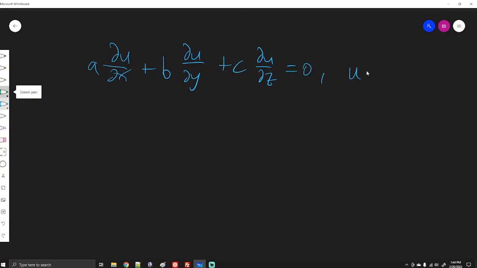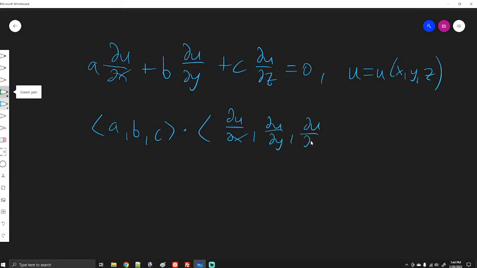So here u is a three-dimensional function of x, y, and z. So, as before, I write the left side as a dot product of two vectors, a, b, and c, as well, and the second vector is going to be of the partial derivatives of u. So this vector on the left is going to be my direction vector, and the vector on the right is going to be the gradient vector.